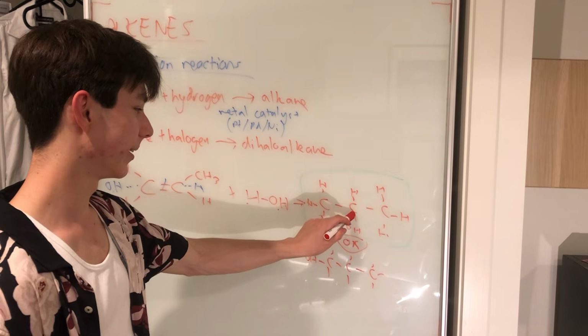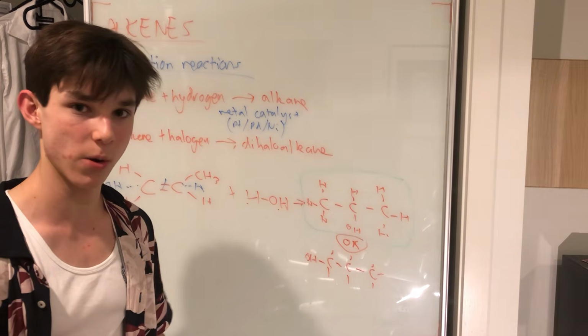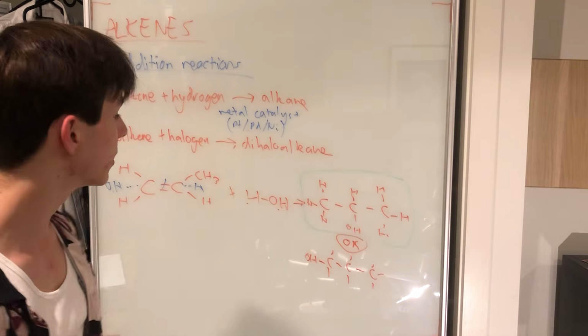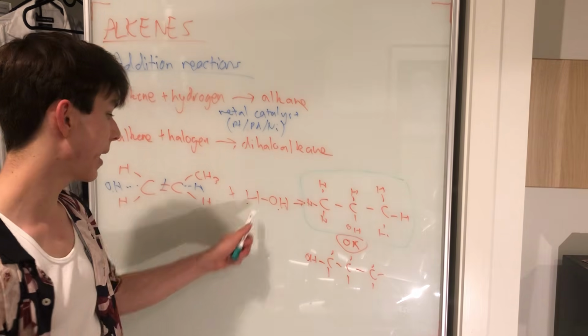Like it'd be carbon 1 and carbon 1. We could just flip it around. There would be no isomerism, so it wouldn't be a big deal. So this only applies for asymmetrical alkenes when we're adding 2 different things.